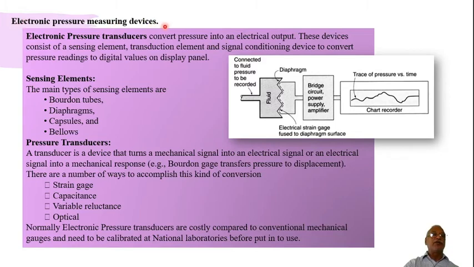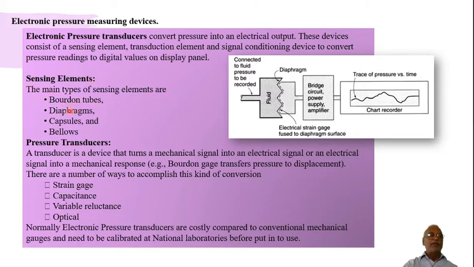Electronic pressure measuring devices. Electronic pressure transducers convert pressure into an electrical signal. These devices consist of a sensing element, a transduction element, and a signal conditioning device to convert pressure readings to a digital value on a display panel. What are the sensing elements? The main types of sensing elements are the Bourdon tube.